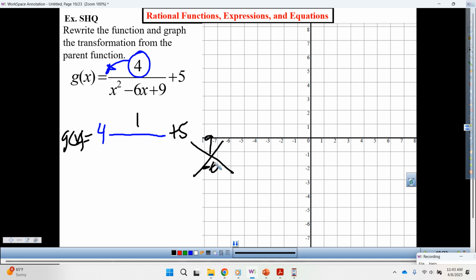So 9 and negative 6. What two numbers multiply to give me 9, and when you add them give us negative 6, everyone? Negative 3 and negative 3, or x minus 3 squared. Don't copy this. I'm just going through the process.